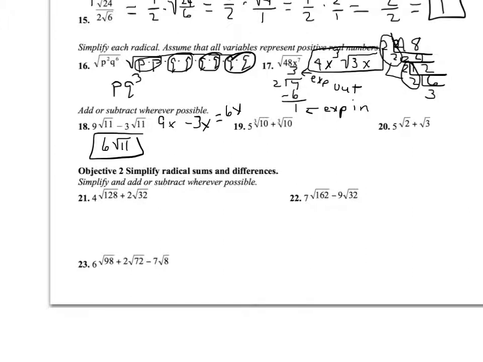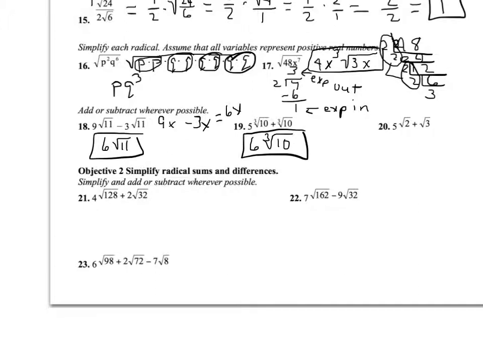If you look at number 19, you have 5 times the cubed root of 10 plus the cubed root of 10. Again, the index is the same. They're both cubed roots. The radicand is the same. Don't forget that in front of that second term, even though we don't see a number, there's really a 1 there. So you have 5 of these cube roots of 10. You're adding 1 more to it. That's going to give you 6 times the cubed root of 10.